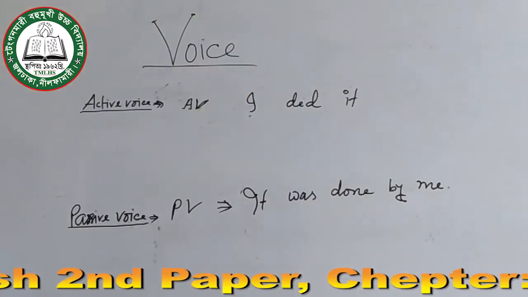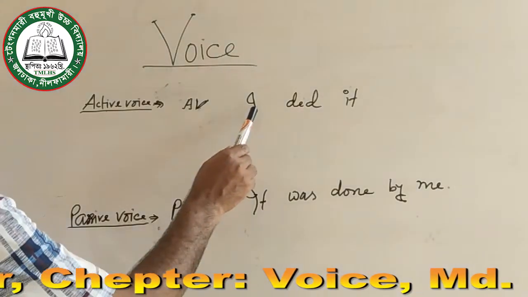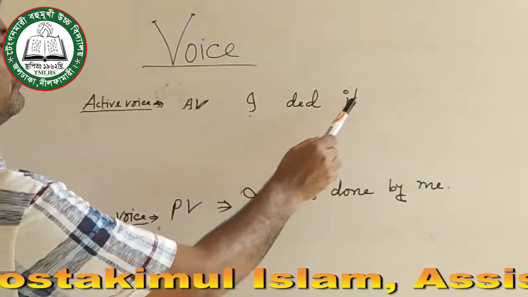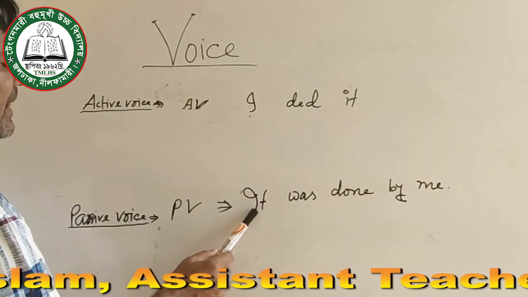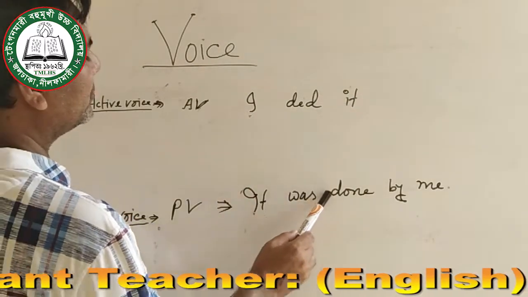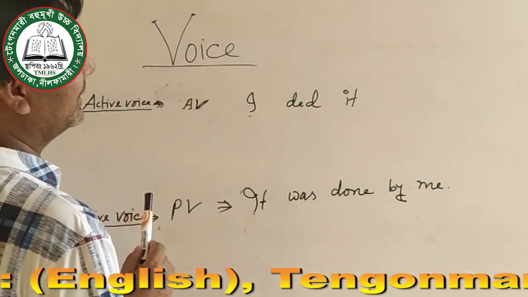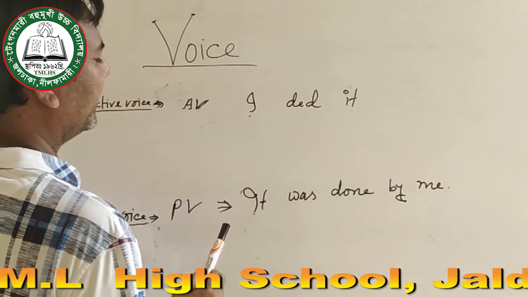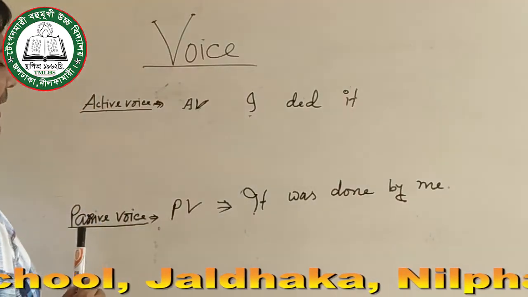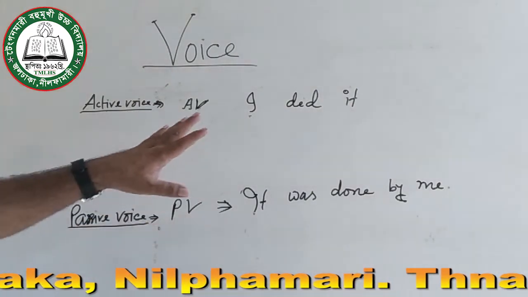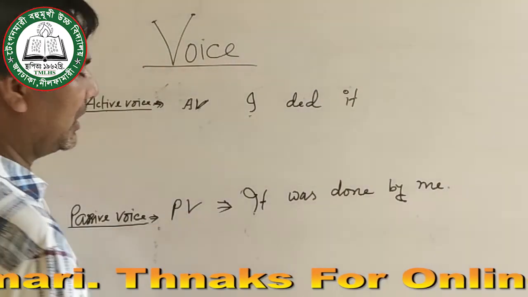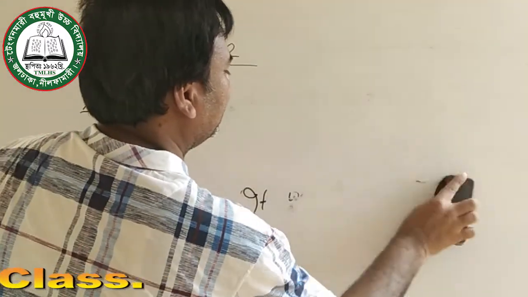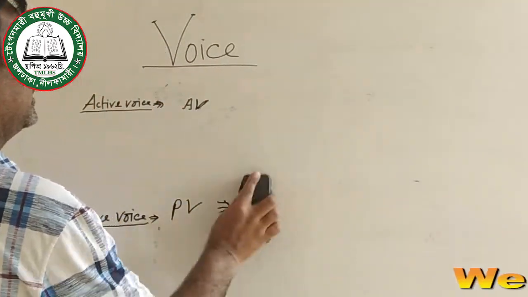This is very easy. The subject of active voice becomes the object of passive voice, and the object of active voice becomes the subject of passive voice. And here the auxiliary verb has been set up before PV, principal verb, according to tense. Okay, my dear student, it is an example of past indefinite tense. And now we will learn, my dear student, from another example.